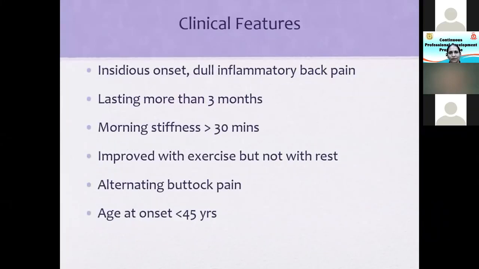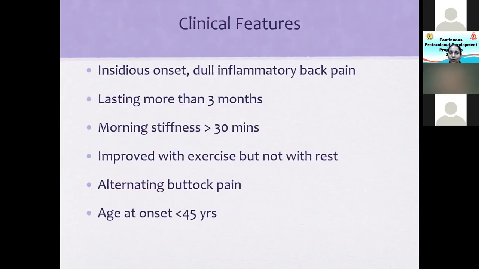What are the characteristic clinical features? The pain is a dull inflammatory back pain, which is of gradual onset, insidious, which lasts usually more than 3 months, so it is chronic. There'll be morning stiffness of the spine lasting more than 30 minutes, a significant feature of inflammatory arthritis. The pain here is characteristically improved with exercise, and it is not relieved with rest. It is worse with rest.